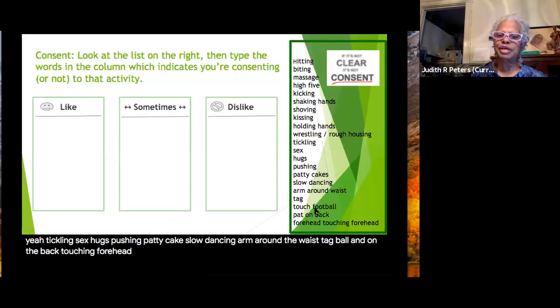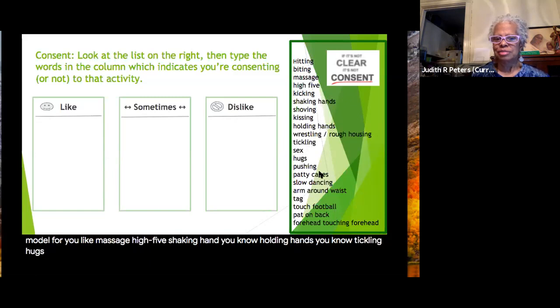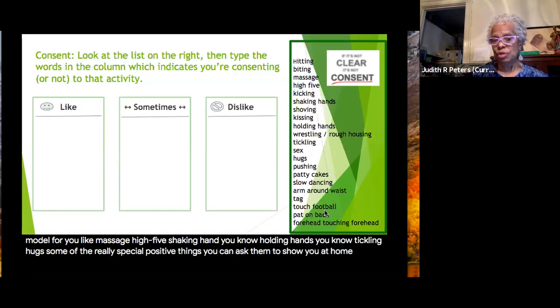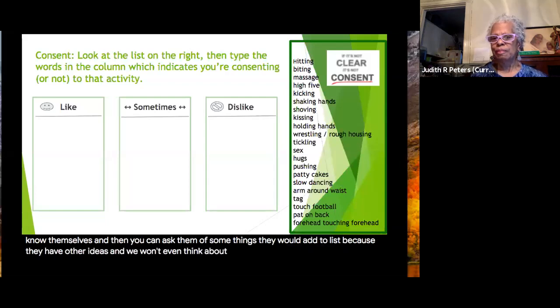And for your little kids, some of these things you could actually ask them to model for you, like massage, high five, shaking hands, holding hands, tickling, hugs. Some of the positive things especially, you can ask them to show you at home themselves. And then you can ask them what they would add to the list, because they have other ideas that we won't even think about. We have to really know what they like and don't like.